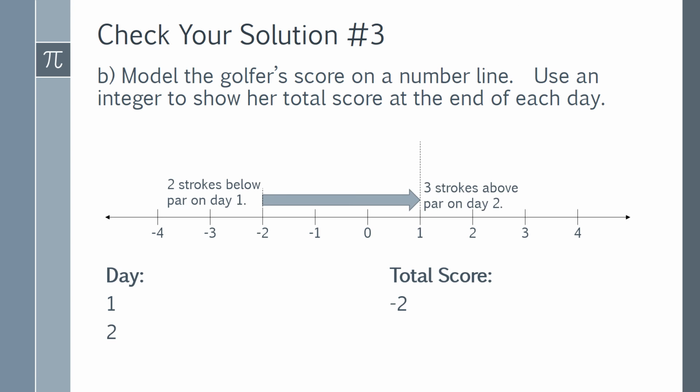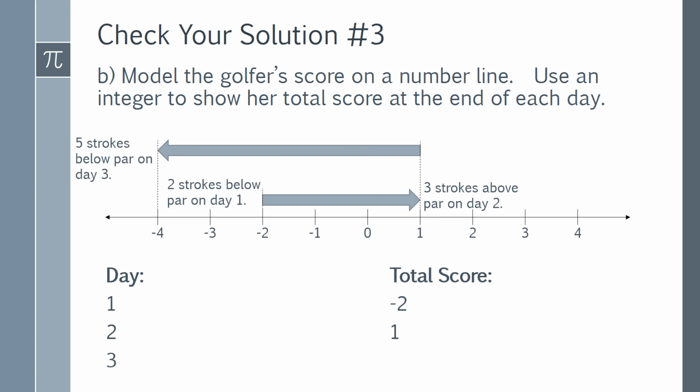On the second day, she scored 3 strokes above par, so we need to move 3 spaces to the right, which brings her total score to 1. On the third day, the golfer scored 5 strokes below par, so we need to move 5 spaces to the left on the number line. This brings the golfer's total score to -4.